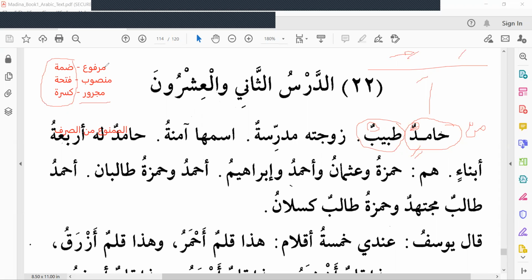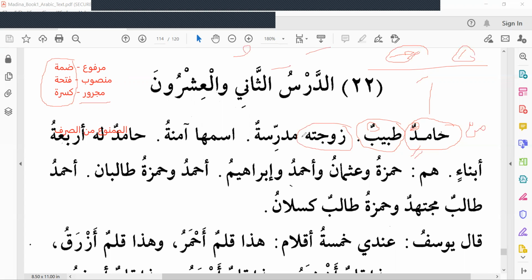So marfu is different, dhamma is different. Mansub is different, fataha is different. Majroor is different, kasra is different. Dhamma, fataha, kasra will be named for the harakas, okay? The sign. Fataha, kasra, dhamma. Marfu, mansub, majroor are the names of the state of the word, okay? What is the state of the word?